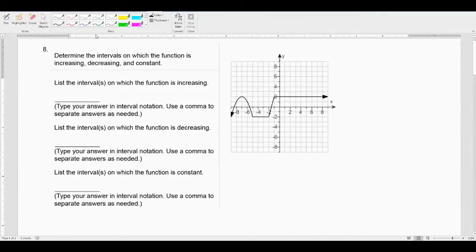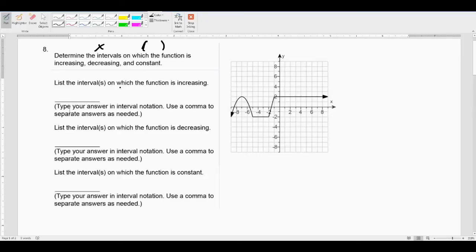For this example, we're going to find the intervals for the functions increasing, decreasing, and constant. Now, intervals, that's the intervals of x, so we're using x values only. For most books, anytime we do increase, decrease, and constant, we're always going to use parentheses, no brackets. So here's what increase, decrease, and constant means.